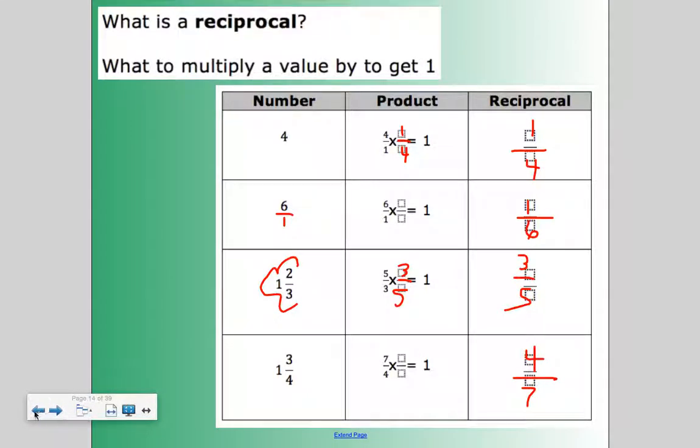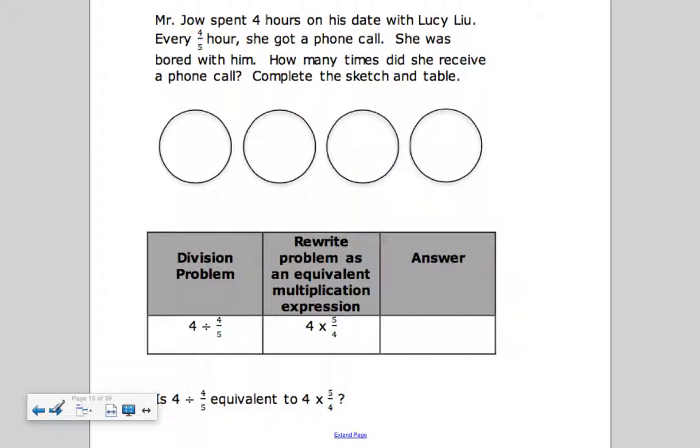So again, the reciprocal is the value you multiply by to get 1. The reciprocal of 4 over 1 is 1/4. The reciprocal of 6 is 1/6. The reciprocal of 1 and 2/3, as an improper fraction 5/3, is 3/5, reversing the numerator with the denominator. Another way to write 1 and 3/4 as an improper fraction is 7/4. Flip it around, 4/7.